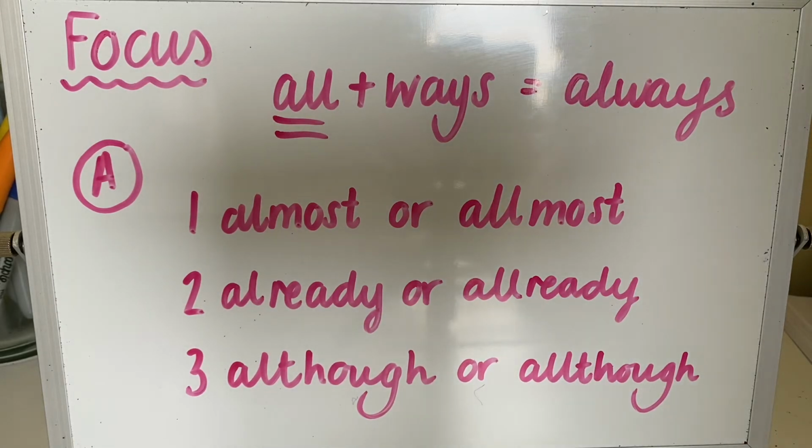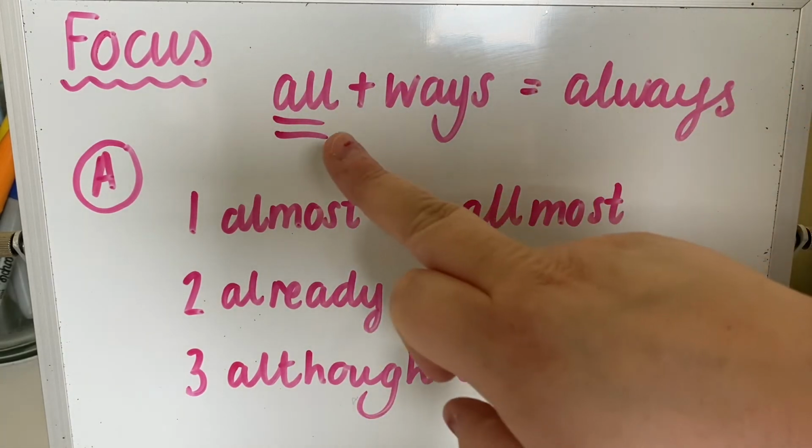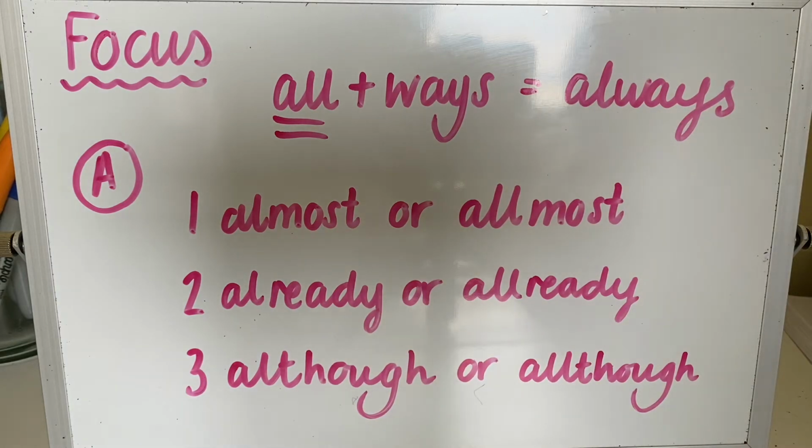When we use all as a prefix, we always drop one L. So I've also included this on my board here just to remind us. So all plus ways equals always. And you can see we had two L's in all, but always only has one L. So when you're adding the all prefix onto a root word, we always drop one of the L's. And once you've got that, the rest of the focus should be pretty straightforward.